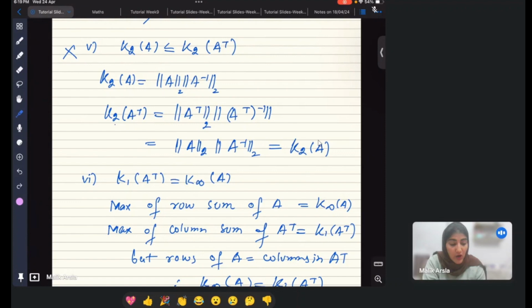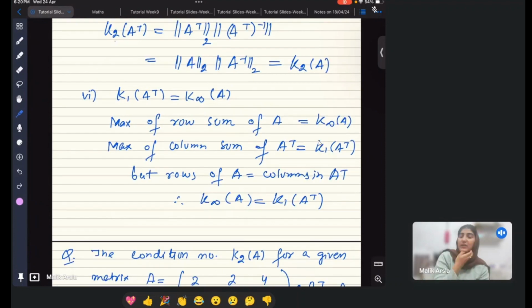Now for K1 of A transpose is equal to K infinity of A, we know that K1 is what? K1 is the maximum among the column sums, right? As we saw in the first question also. And K infinity is what? The maximum among the row sums. Now the maximum of the row sum for A is equal to K infinity of A. And the maximum of the column sum of A transpose is equal to K1 of A transpose.